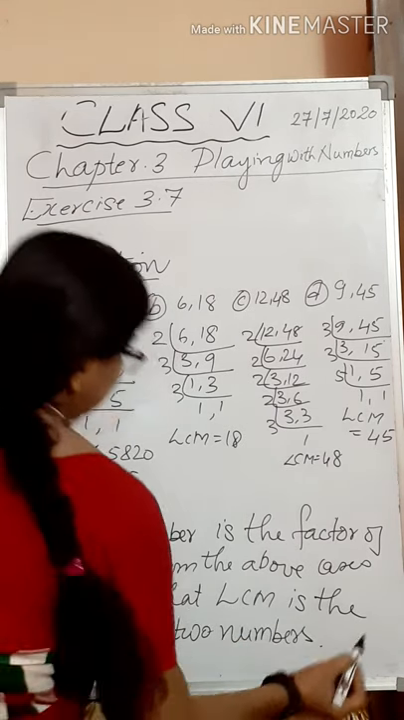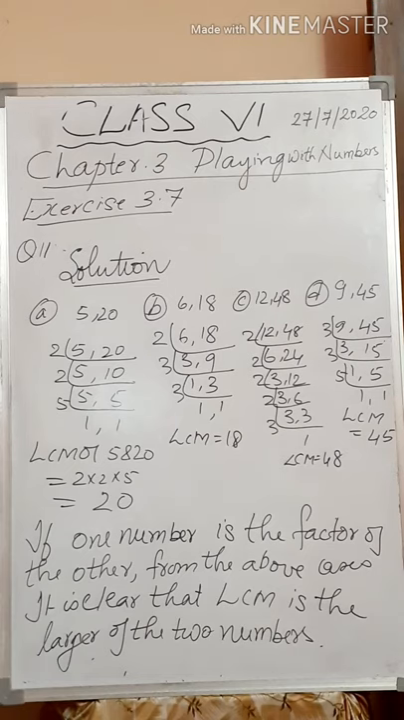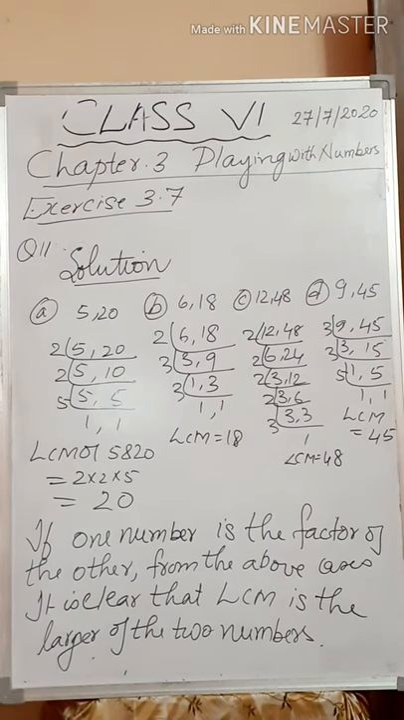Okay, children, that means we have completed this chapter. The playing with the numbers, the word problems 3.7 exercise is very important. You should practice it. Then sometimes I will take a class test also. You prepare it and complete your copy. Thank you, children. Have a nice day.